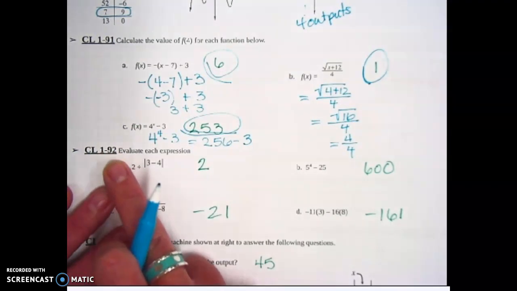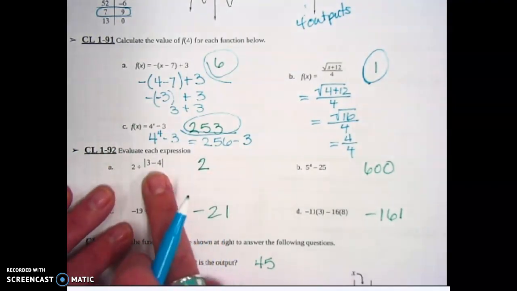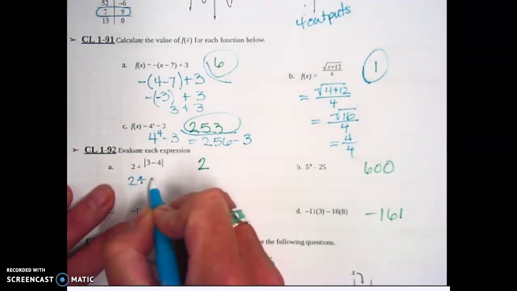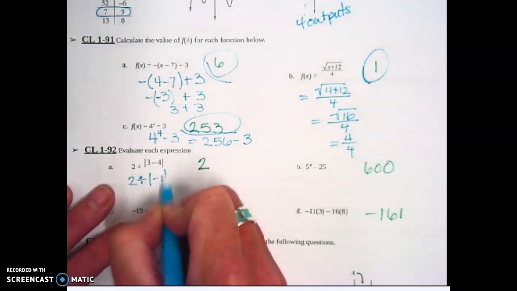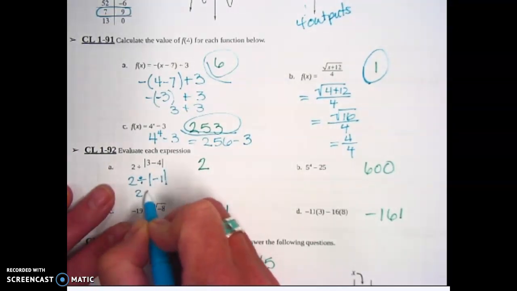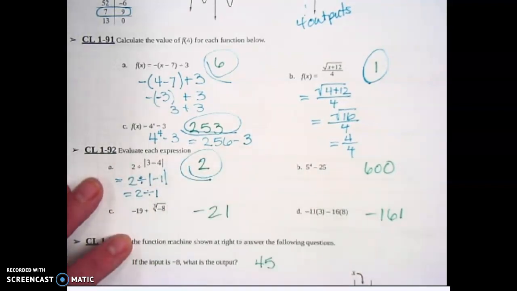Next, closure I-192. Evaluate each expression. So you're going to want to do the absolute value first. So we're going to have 2 divided by the absolute value of negative 1. The absolute value of negative 1 is 1. So we have 2 divided by 1, which is just 2.